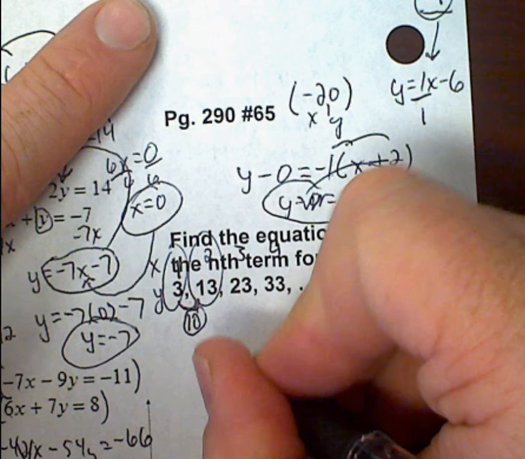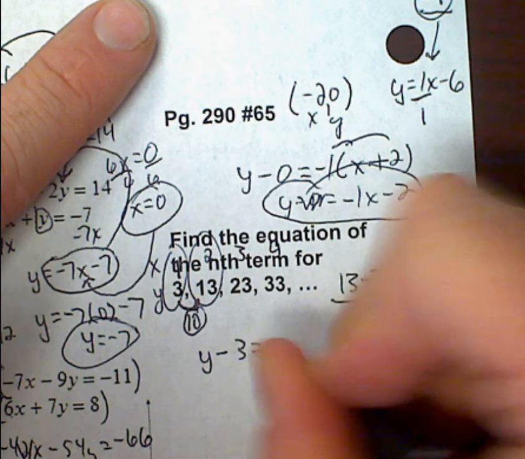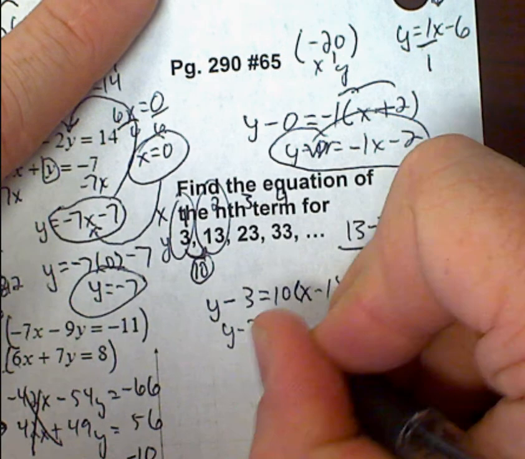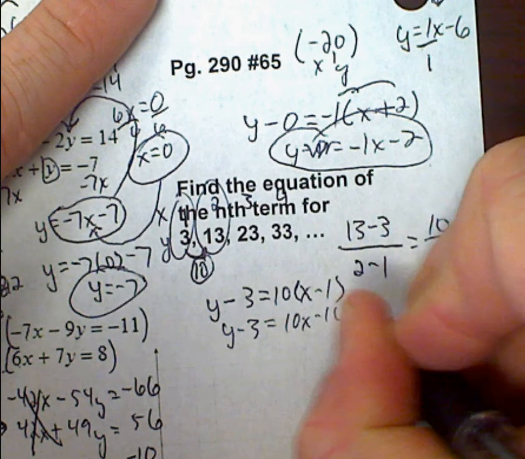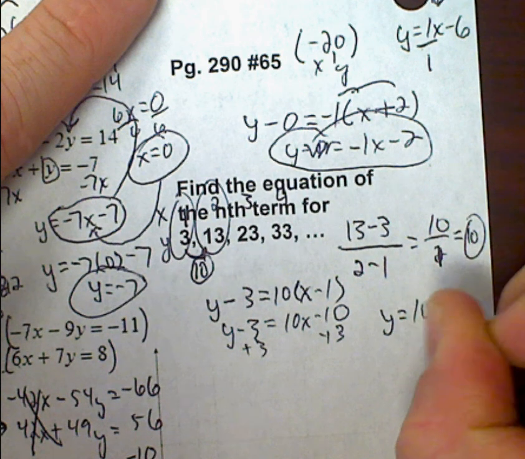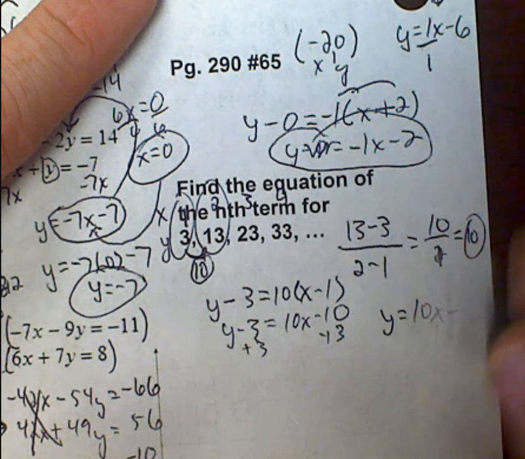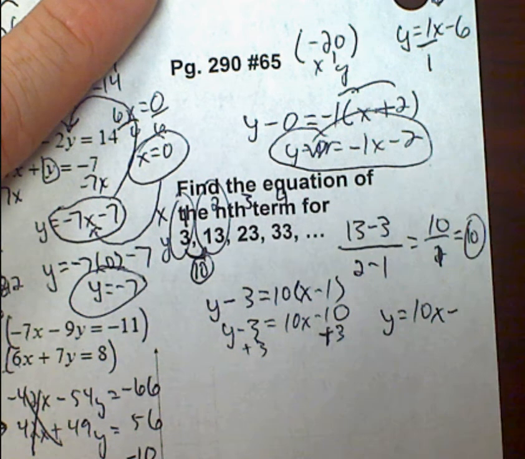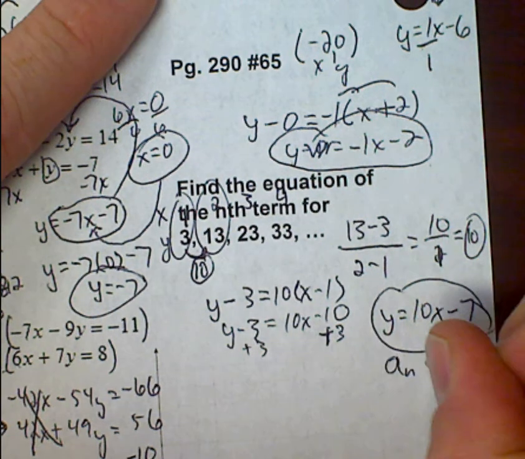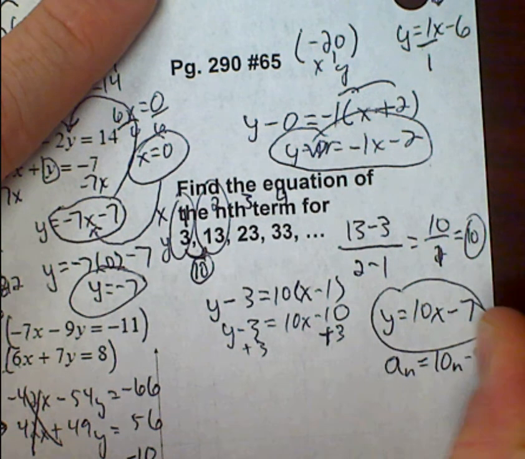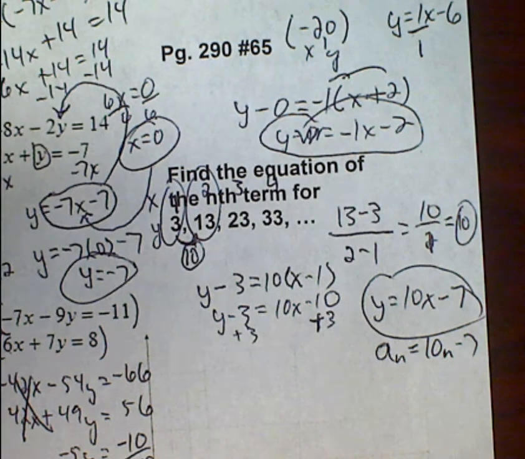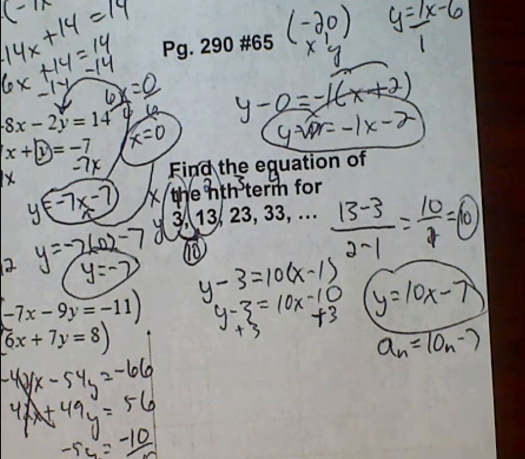So y minus 3 equals 10 times x minus 1. Y minus 3 equals 10x minus 10. I'm going to add 3, y equals 10x minus 7, since negative 10 plus 3 is negative 7. There's my equation. If that's my equation, I'm going to write a sub n equals 10n minus 7. There's my nth term. I am done with that.